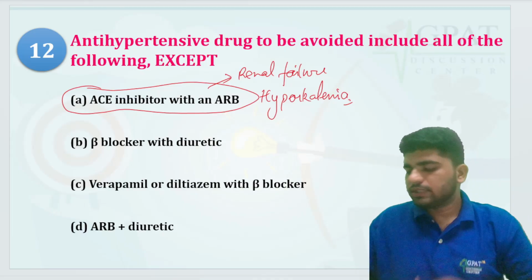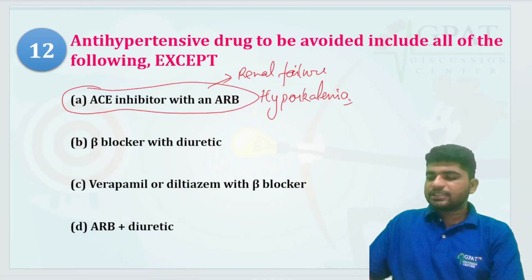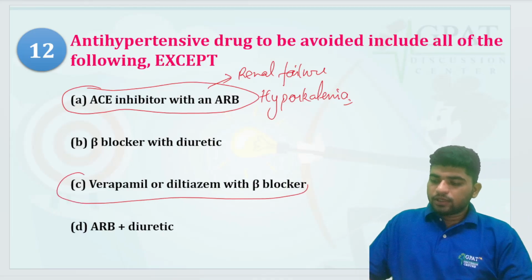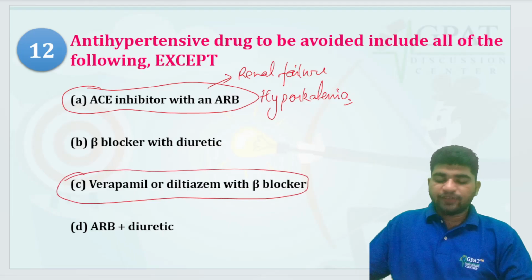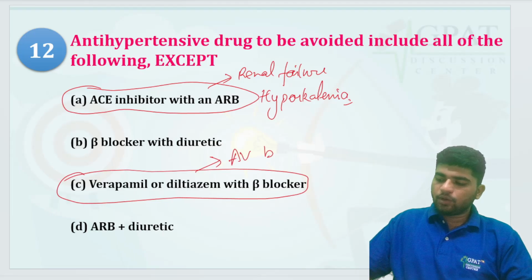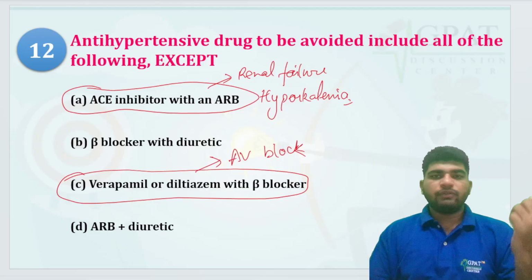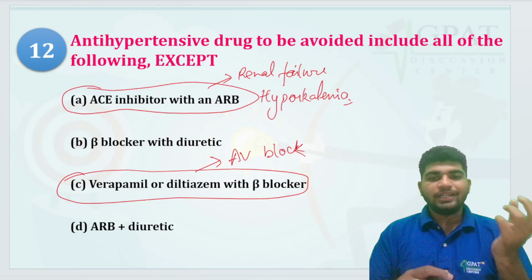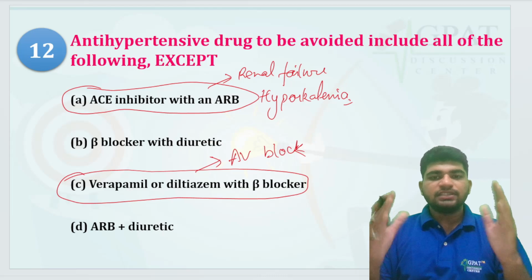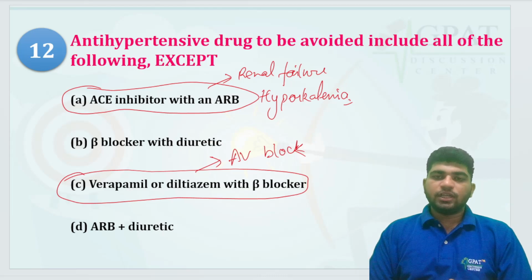And if we talk about verapamil or diltiazem with beta blocker, there is a strong adverse effect, that is AV block, that is atrioventricular block, AV node blockage. Whenever you take verapamil or diltiazem with beta blocker, they lower down the conductivity of the heart. Okay, that's why it may cause the AV block.